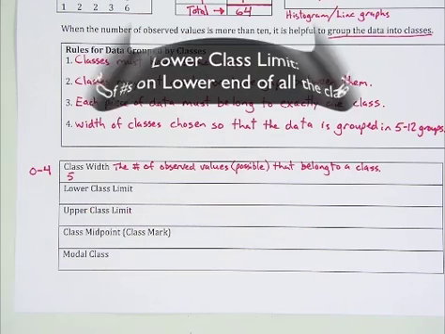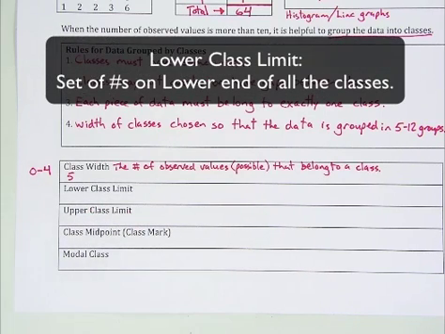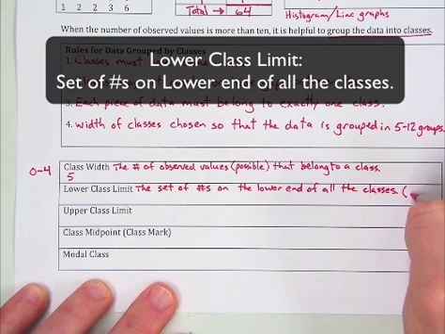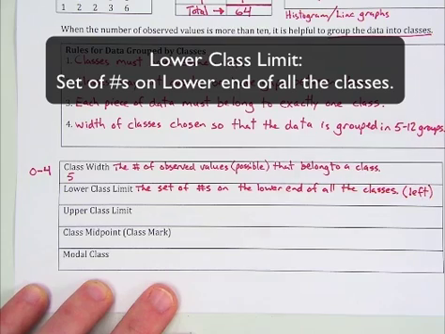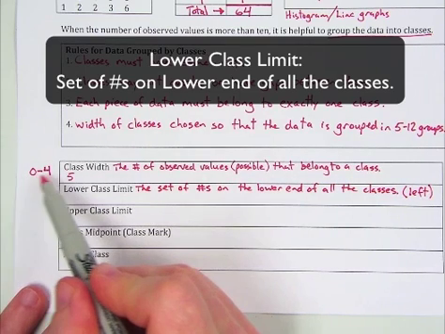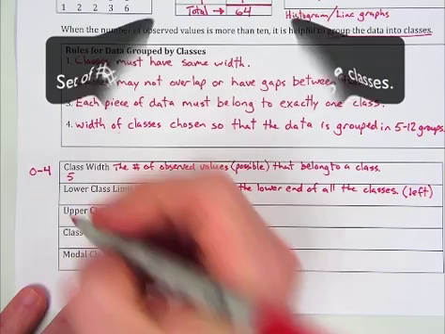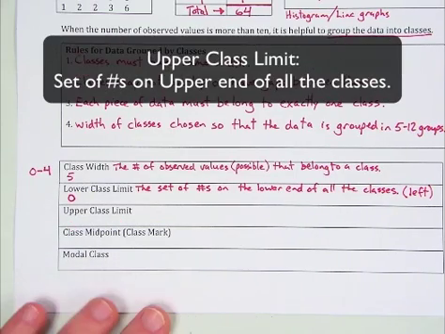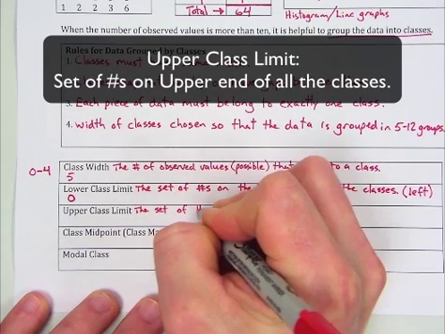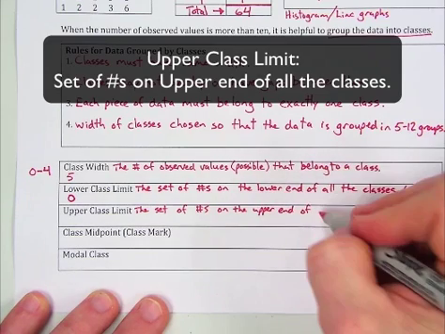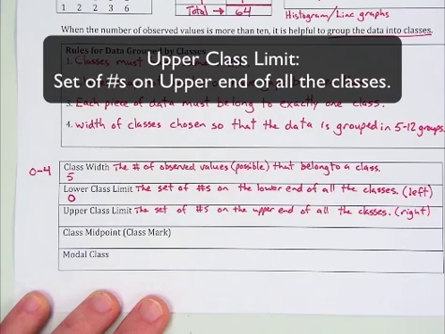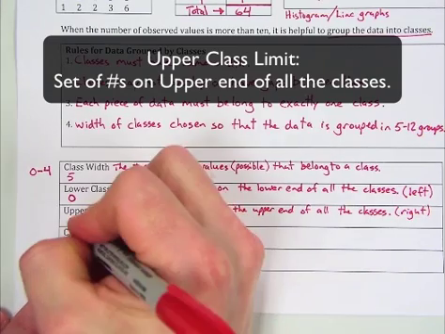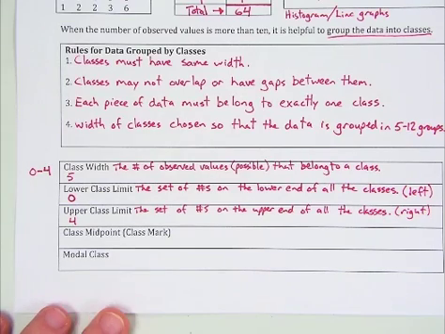Now the lower class limit, this is the set of all numbers on the lower end of all the classes. Basically, it's the number on the left. So the lower class limit of this example, 0 through 4, is 0. Now the upper class limit is just what it says, the upper. It's the set of numbers on the upper end of all the classes, and it's going to be on the right. So looking at our class from 0 to 4, 4 would be the upper limit.